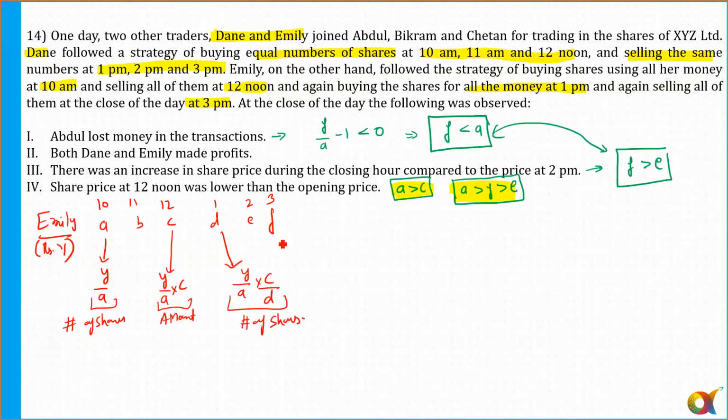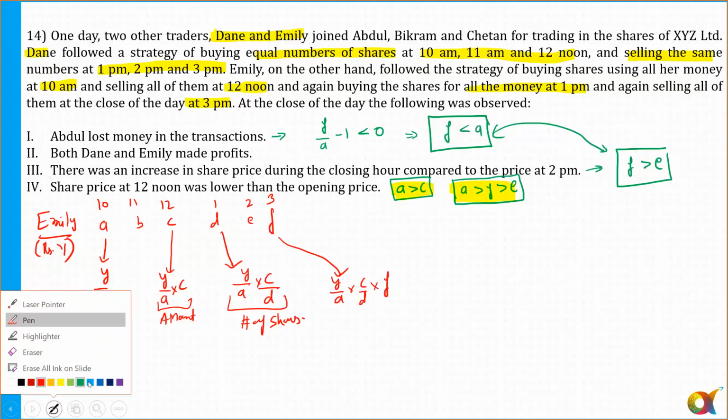And she sold it at F. So what is the total return now? This is equal to Y by A into C by D, the total number of shares, into F, the selling price. So Y by A into C by D into F. Is that clear to all of you? Please respond, everyone, if I am audible.